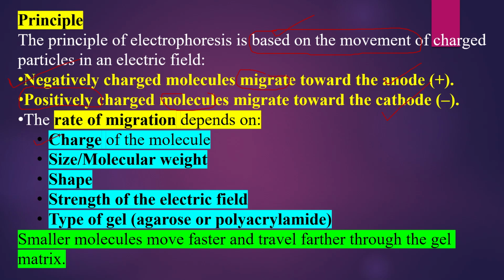Okay, and the rate of migration will depend on the charge, first thing. Second, it will be dependent on the size, molecular weight, shape, strength of the electric field, the type of the gel, whether it is agarose gel or a polyacrylamide gel.